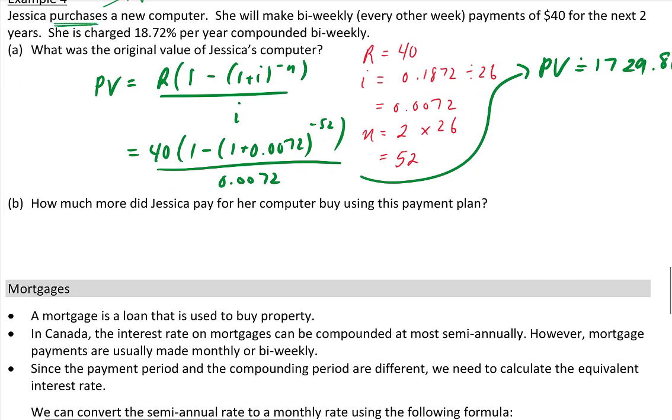So how much more did Jessica pay for her computer by using this payment plan? Well, let's calculate that. So Jessica made 52 payments of $40, which means she paid $2,080 for the loan, and the computer's value was $1,729.86, which means she paid an extra $350.14 for this computer.